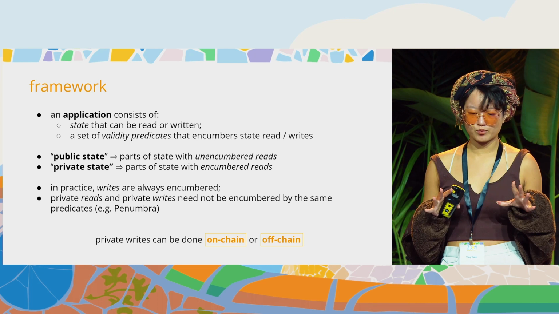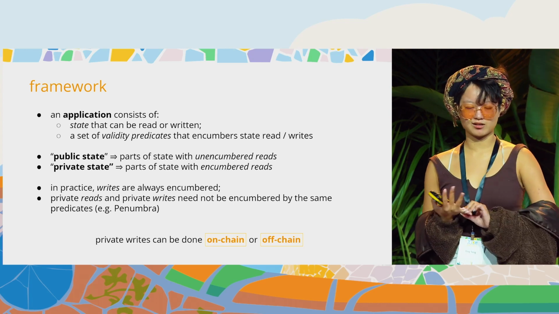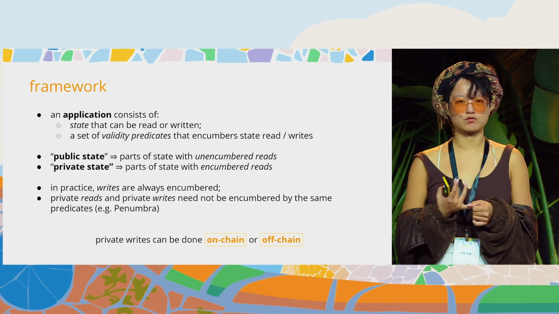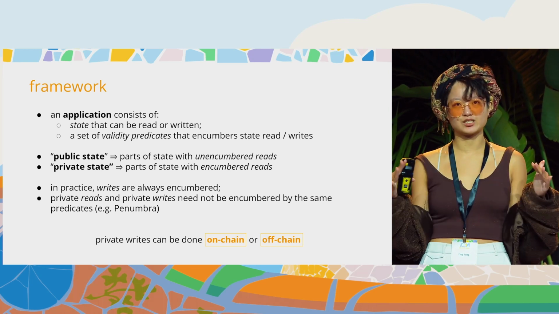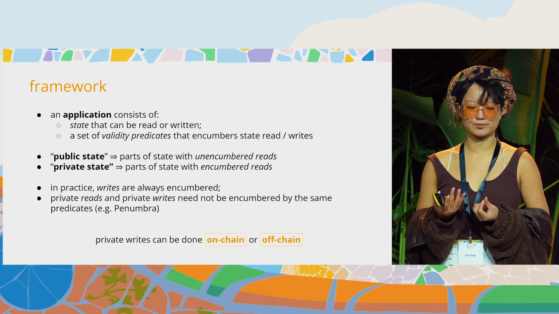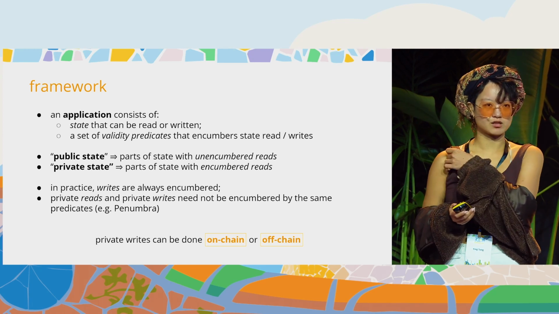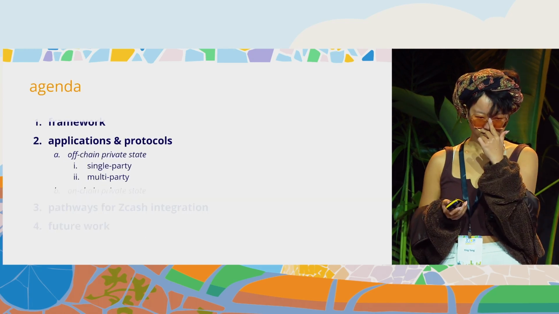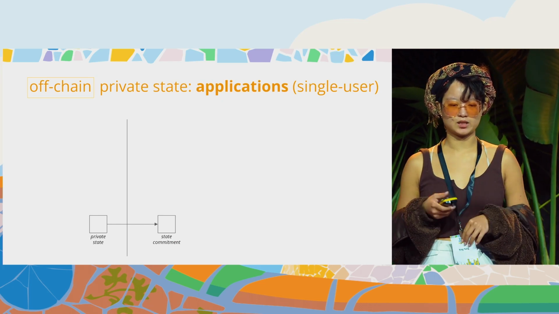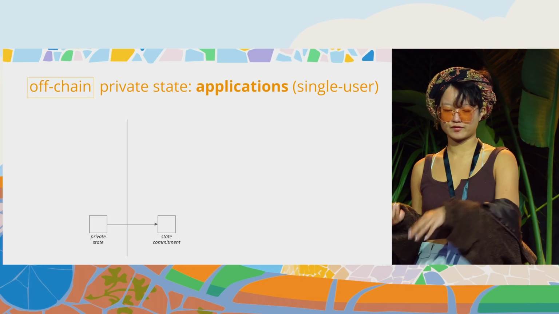So this framework is going to inform our classification of applications and protocols to follow. Mainly, we'll be looking at two types of private writes. We found this to be the most interesting split between these applications and protocols. Some of them do the private writes on-chain, and most of them do them off-chain. So the most familiar class of applications would probably be those that do private writes off-chain.